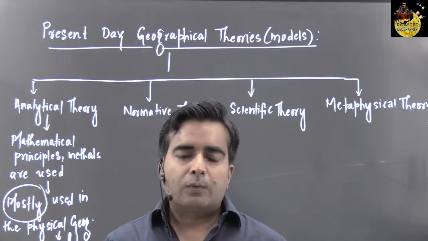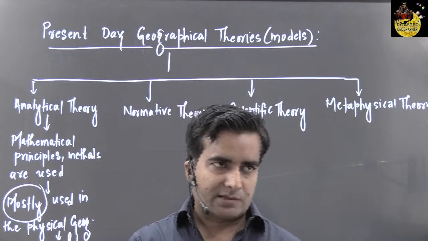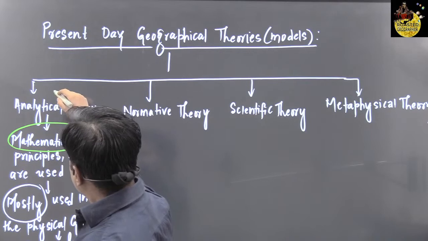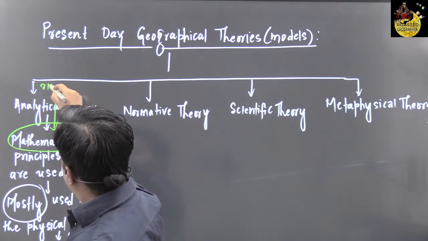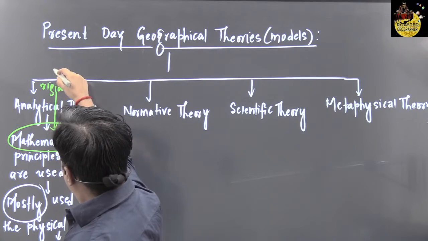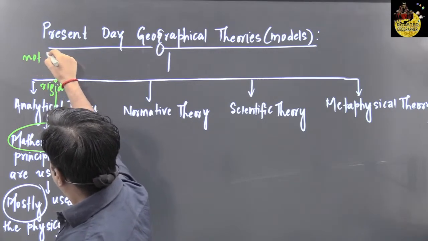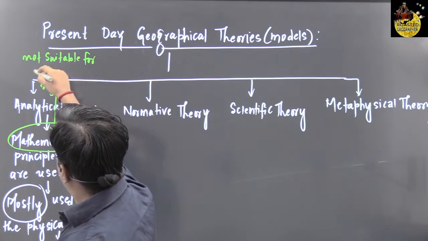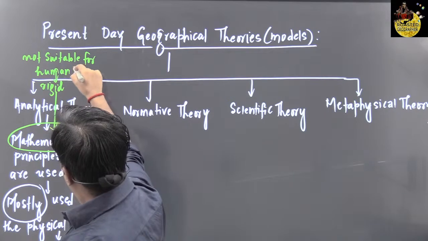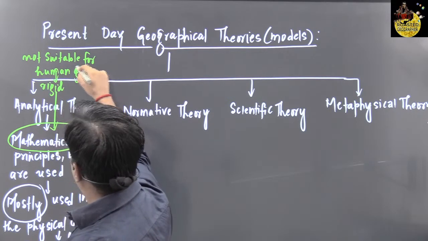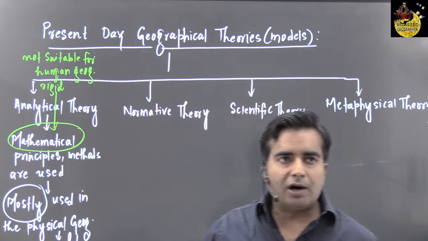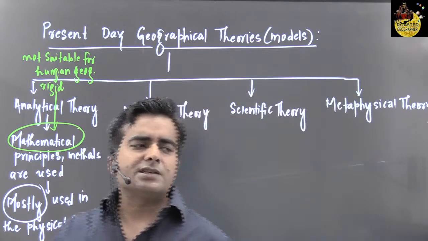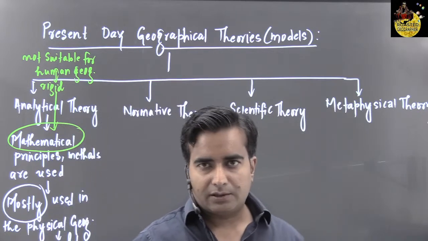Now when we look at the analytical models, you see this word mathematical, and you know that this is rigid. So it is not suitable for human geography, though many people tried. We have seen that many people have tried this. So we cannot say there are no models and no theories on the analytical method, but this is not suitable because it is very rigid.